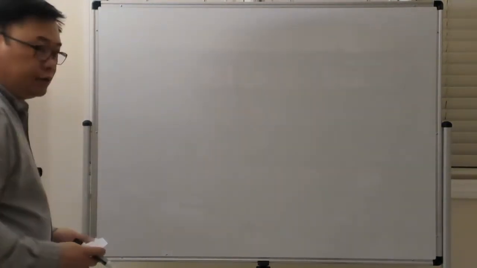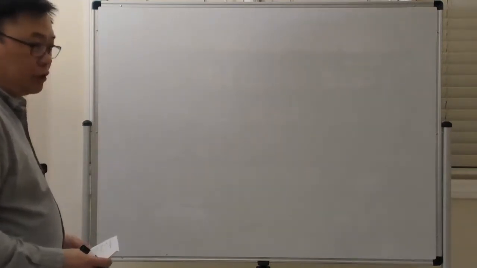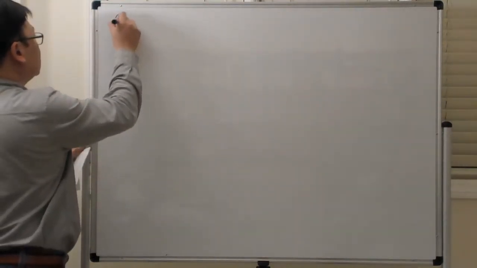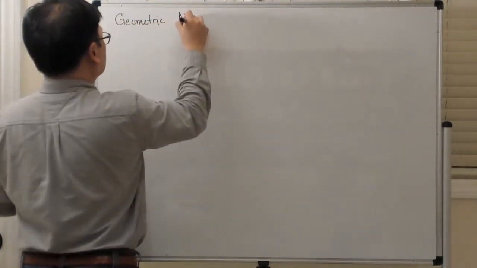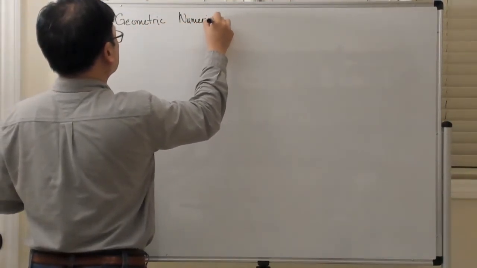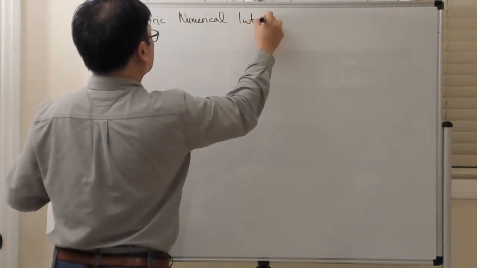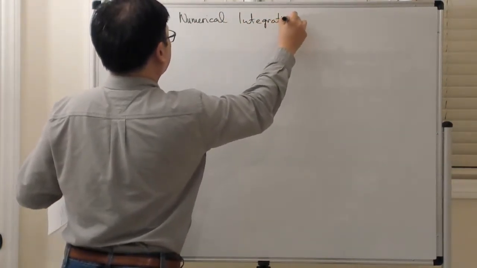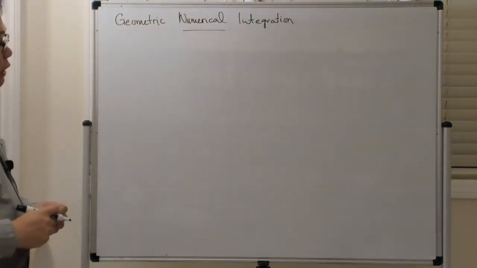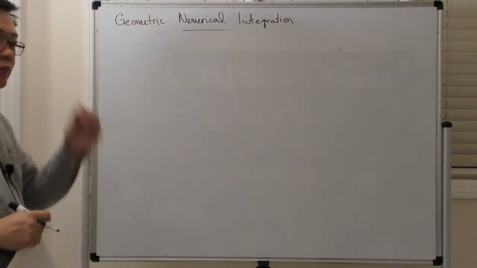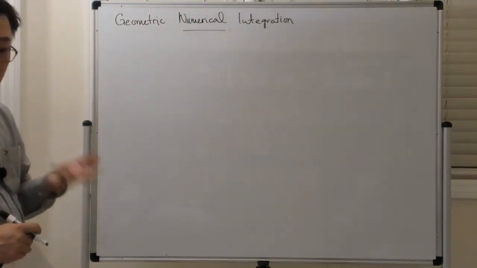All right, so let me try to summarize some of the things we did this quarter in this class on geometric numerical integration. Some of the first things we did were to think of differential equations not in terms of differential equations, but in terms of flow maps, right?